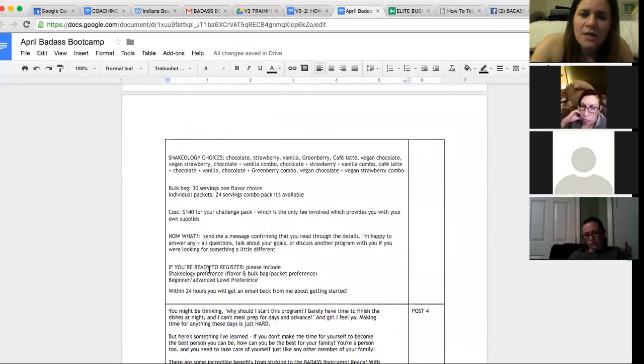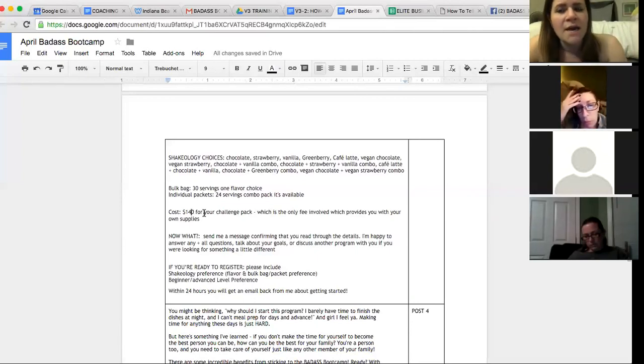I tell them that the bulk bag is 30 servings. I tell them the cost based on what challenge pack they're doing. This one in particular, I'm really talking about the 21-day fix. So this month it would be $160, not $140. I'm even throwing in the cost there because I want people to know this isn't free, but you're going to invest in yourself and you're going to get results just like my past challengers have. Like you saw the day before, I posted about my challengers, right?